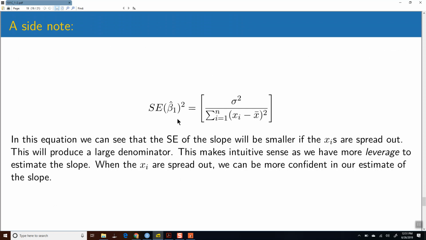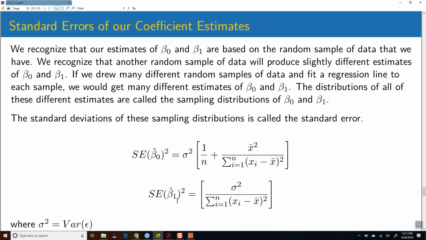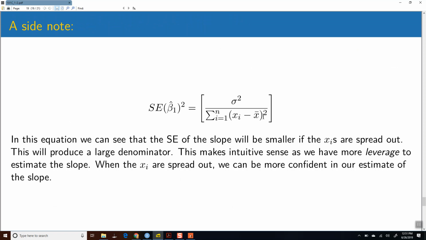If we look at the standard error of beta 1, if we look at the denominator, what goes in the denominator, right? It's the sum of squared distances from the mean. And what this means is that if you've got xi's very spread out, your denominator is going to be huge, right? And that means your standard error is going to be a lot smaller, right?